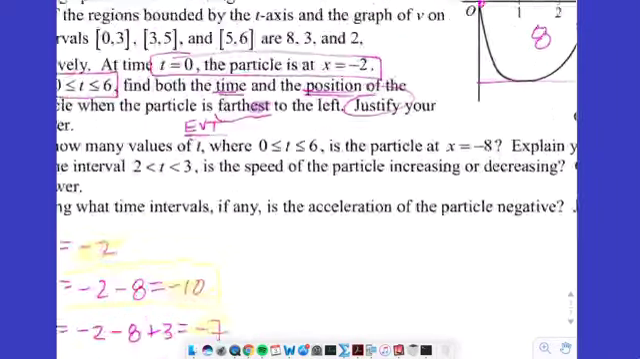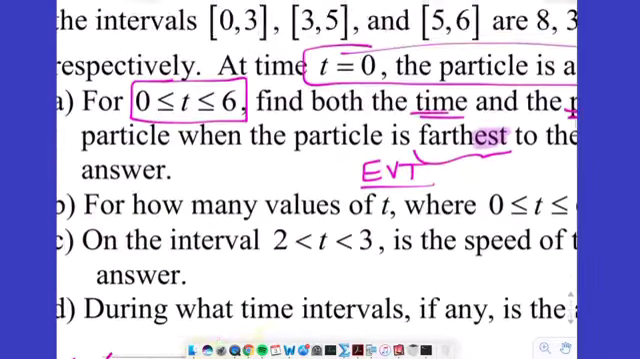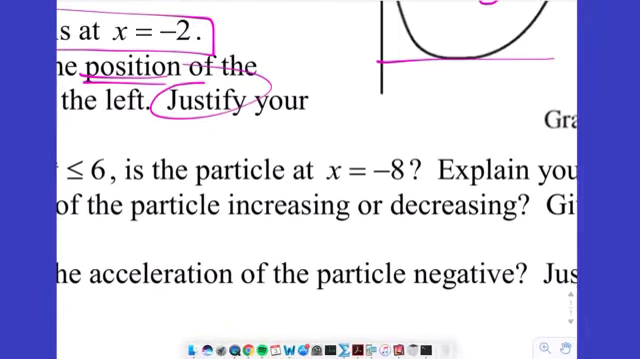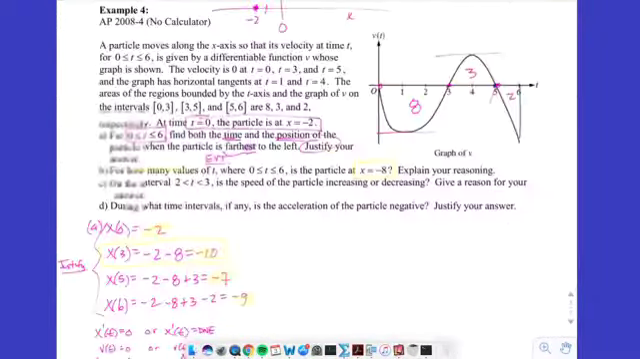Part B. For how many values of t then? Not for what values, but for how many of them on 0 to 6 is the particle at -8. Explain your reasoning. So he only has to be there for the briefest of moments, okay? In other words, how many times did it pass through the value of -8?